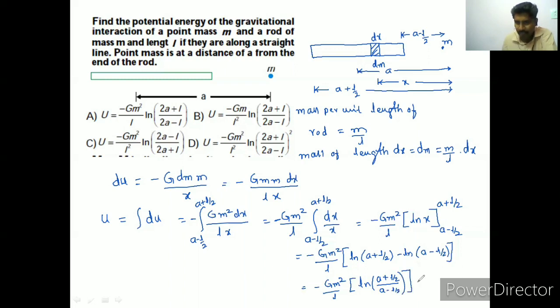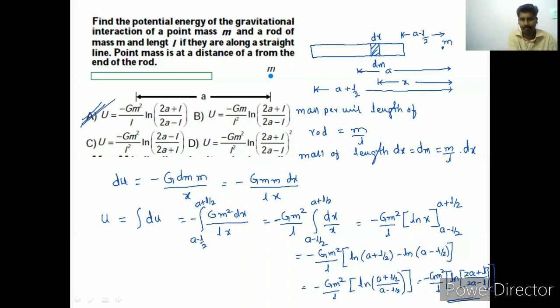Taking the LCM of 2, we get minus G m square by L ln of 2a plus L by 2a minus L. So this is the answer. Which option is correct? The first option is correct.